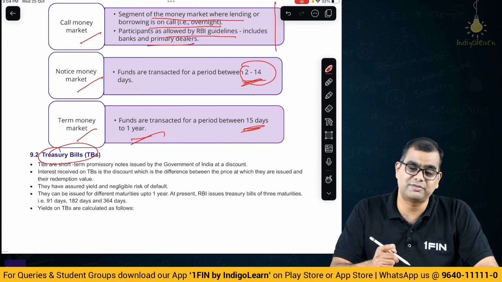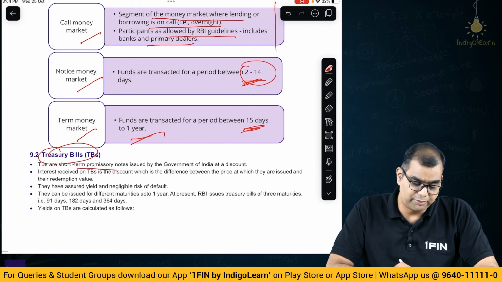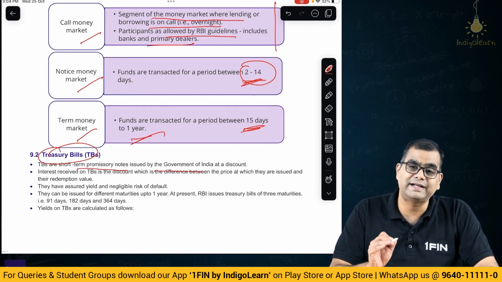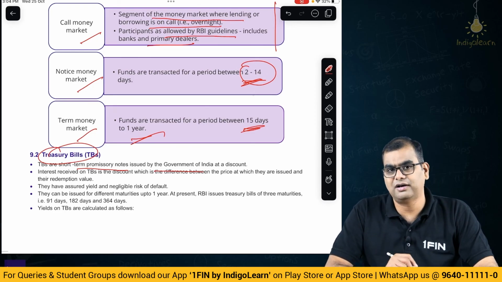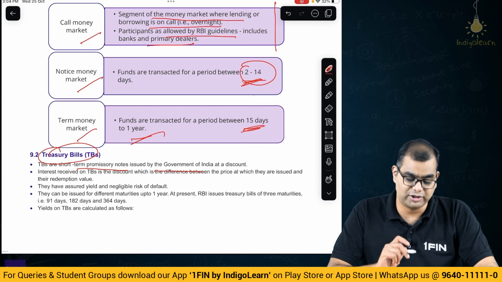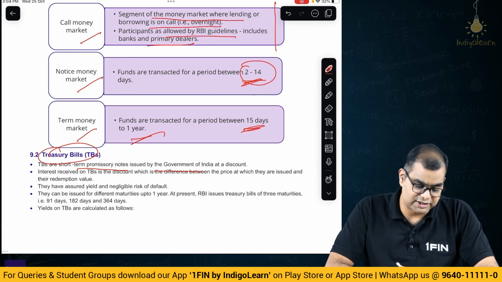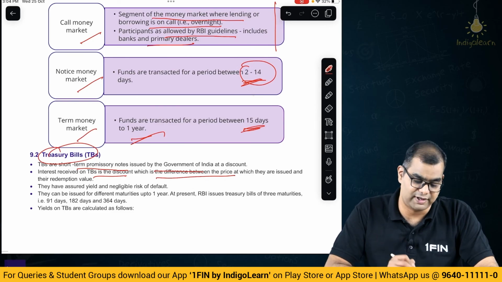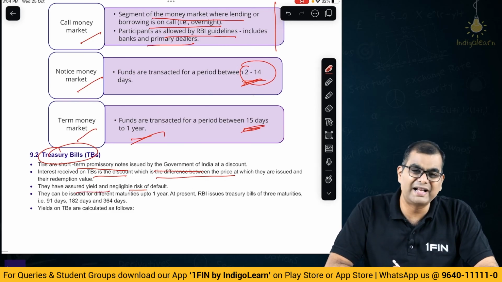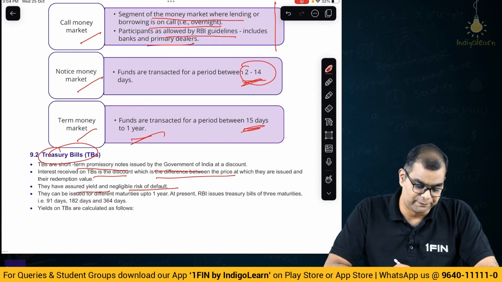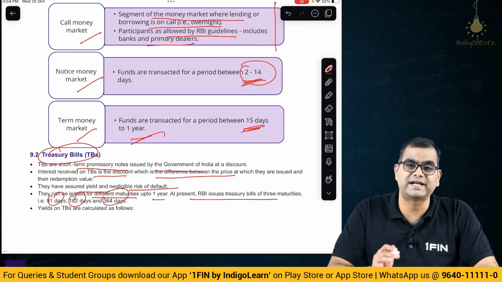Then you have something called treasury bills. What are treasury bills? Treasury bills are short-term promissory notes issued by the government at a discount. Please note, all these instruments are always issued at a discount. Interest received on treasury bills is the discount, which is the difference between the price at which they are issued and their redemption value. They have assured yield and negligible risk. Government of India doesn't default. They can be issued for different maturities up to 1 year. At present, RBI issues T-bills of three main maturities, 91, 182 and 364 days. Yields on treasury bills are calculated as follows.